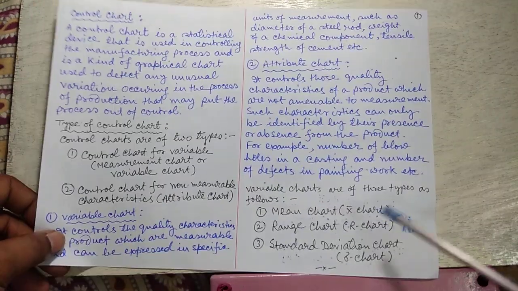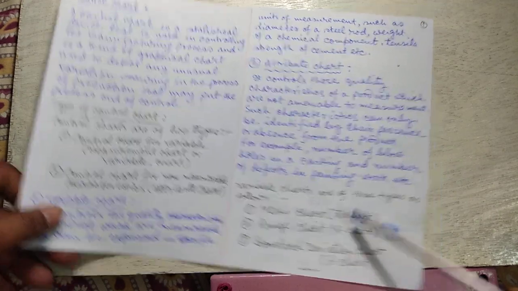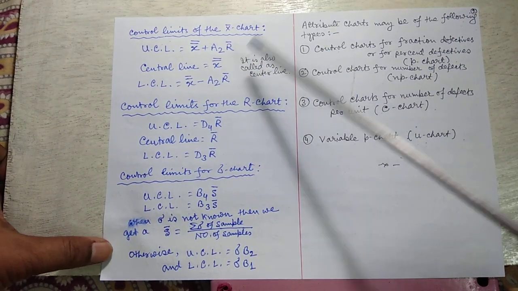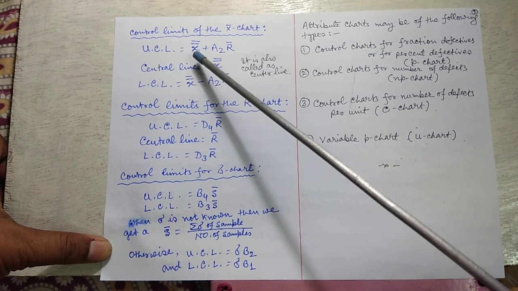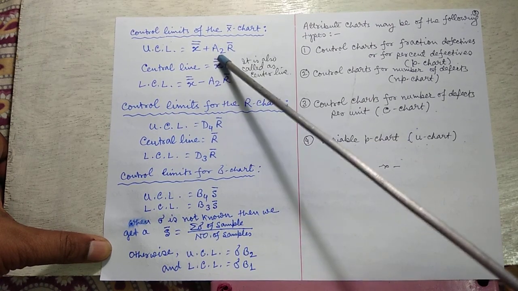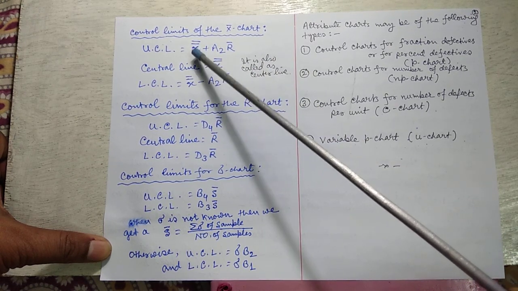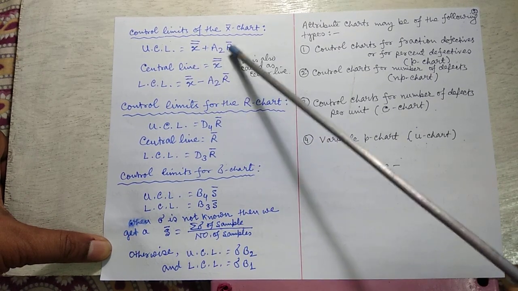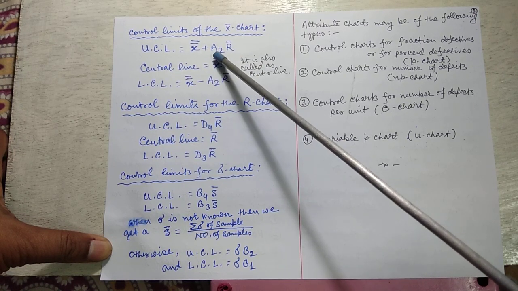Now, what is mean chart? What are the control limits for mean chart? What are the control limits for range chart? We have to know. Now see, control limits for the X bar chart, that is upper control limit equals X double bar plus A2 R bar, where X double bar is the mean of the whole process, and R bar is the average range, and A2 is a constant. You will find the value of A2 from the table.